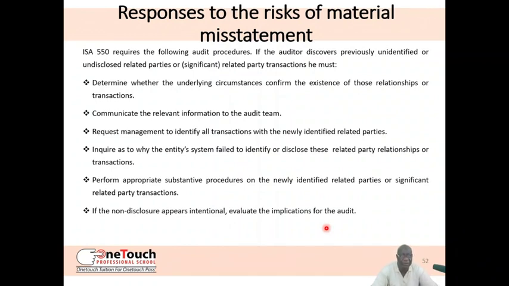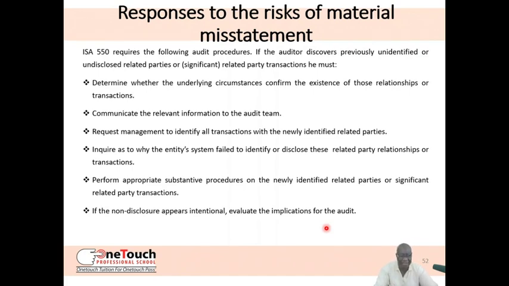ISA 550 requires the following audit procedures. If the auditor discovers previously unidentified or undisclosed related parties, what are the steps you take? First, you determine whether the underlying circumstances confirm the existence of those relationships and transactions. Confirm it. The second one is to communicate the relevant information to the audit team. Let the audit team be aware that there is a related party relationship and there is a transaction. Then request management to identify all transactions with the newly identified related parties.